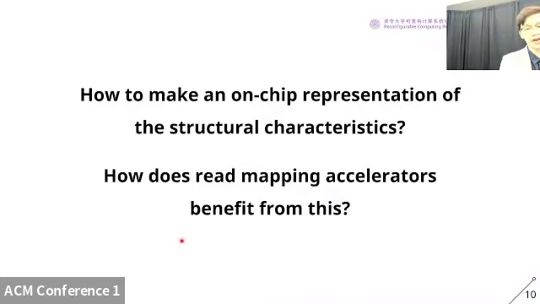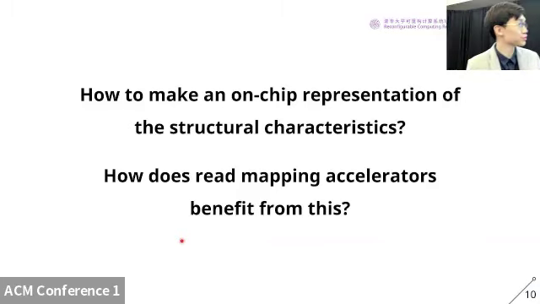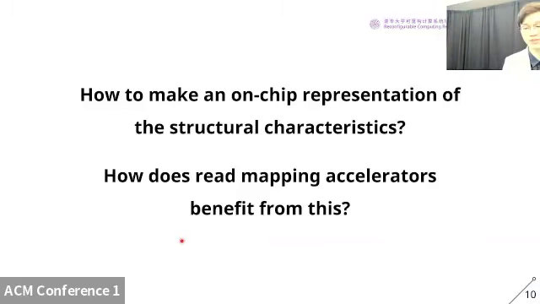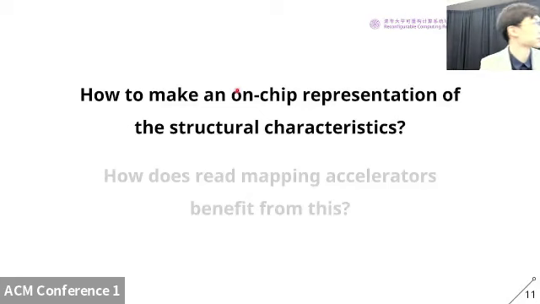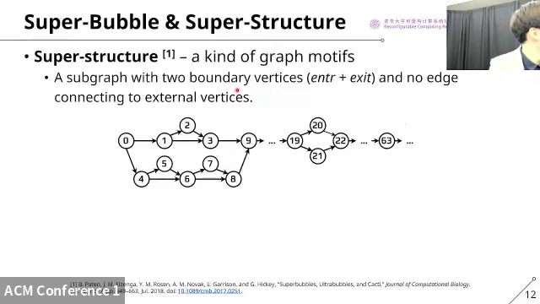And now the problem comes down to two questions. The first one is how to make an on-chip representation of the structural characteristic. We want to make it on-chip because we want real-time, very quick access. And the second one is how a read mapping accelerator benefits from these tricks and strategies. So let's begin with the first question.